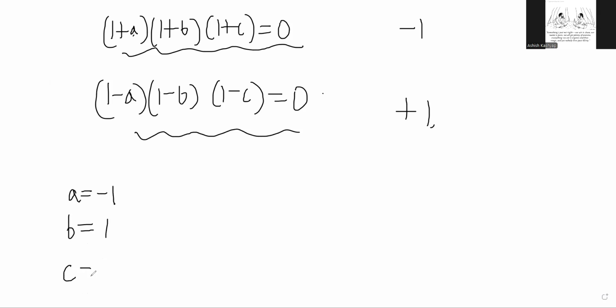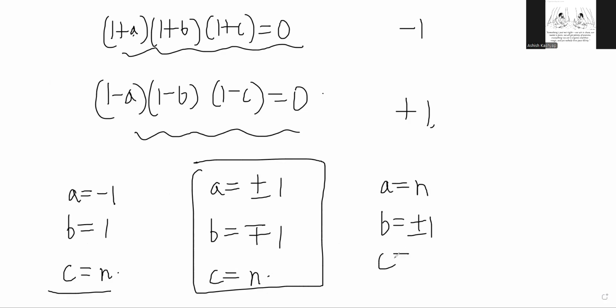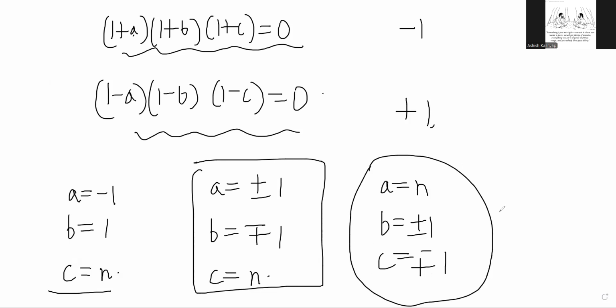You cannot fix C. C can be anything, right? And any alternate version of this is also fine. So basically you can say A can be ±1, B will be ∓1, and C will be n, anything. And then permute it over the variables. So it could be A is n and B is ±1 and C is ∓1. And the other option where B becomes n is also true.